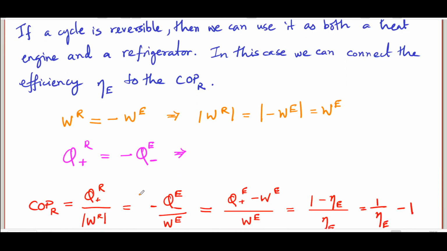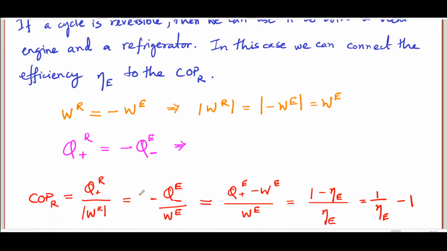Now with this, it's very easy to relate the two quantities. The coefficient of performance for the refrigerator is Q plus R divided by mod of WR. That's the definition. But since Q plus R is minus Q minus E, we can put that in here, and WR's magnitude is the same as WE. So we have now expressed everything in terms of things related to the engine. And to relate this to the efficiency, all you have to do is get rid of the Q minus E simply by using the fact that Q plus E plus Q minus E is QE.